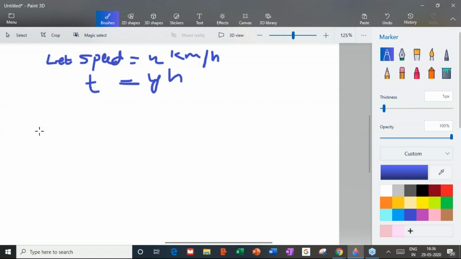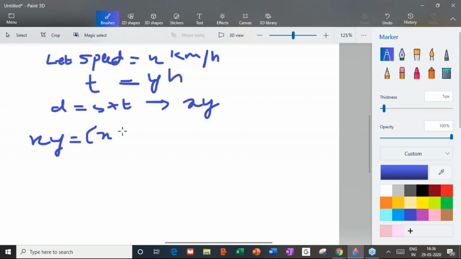Correct? And now, distance will be what? Speed into time, which is nothing but xy, correct? So now they are saying that in the first case, distance is equal to, if the train was 10 kilometer per hour faster, so x plus 10 into, it would reach 2 hours before. It would take less than 2 hours, right? 2 hours lesser. So this will be your first equation.